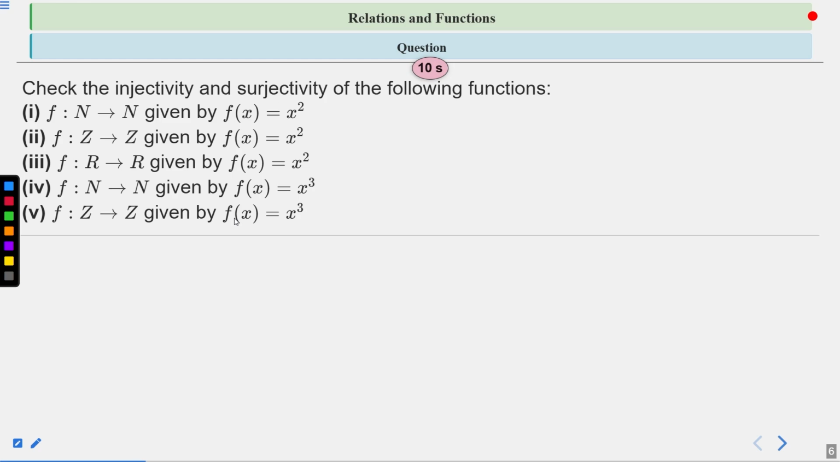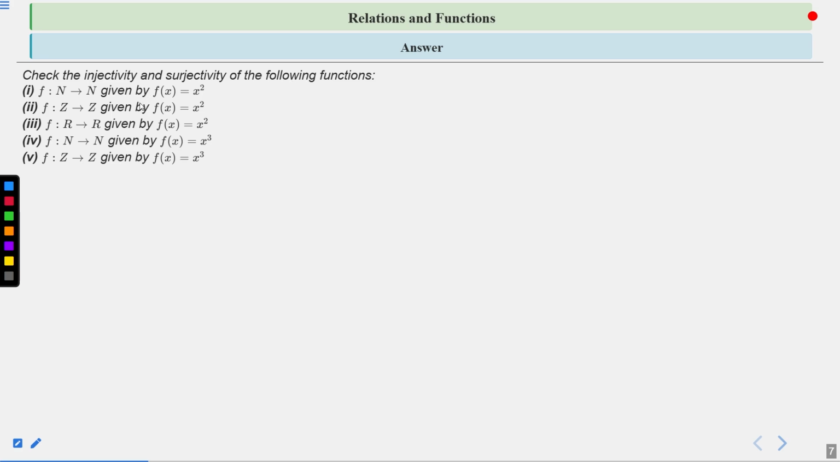You will have some seconds to try this problem. Then afterwards we will move on to the solution slide. So your time starts now. The time is up. So we have to check for the injectivity and surjectivity of the given five following functions.